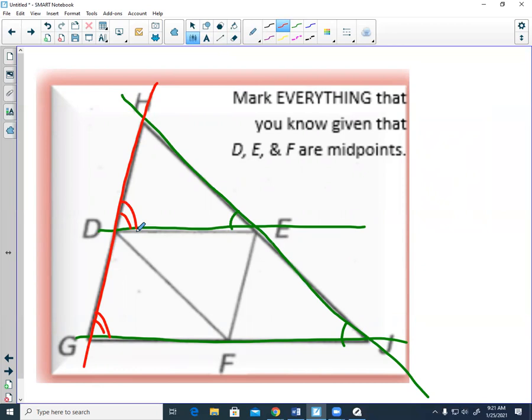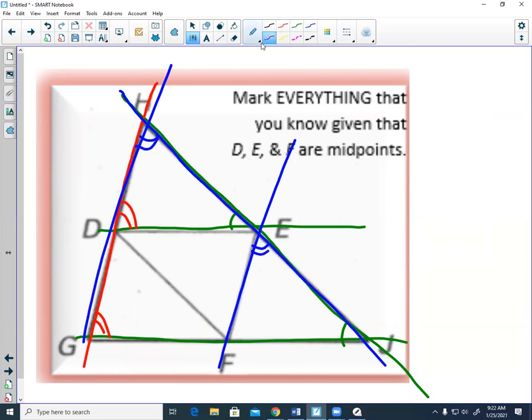I could do that all throughout the triangle. So if you want to see me break down every single one of those parallel lines, I can tell you exactly which ones are congruent to which because they are corresponding angles.